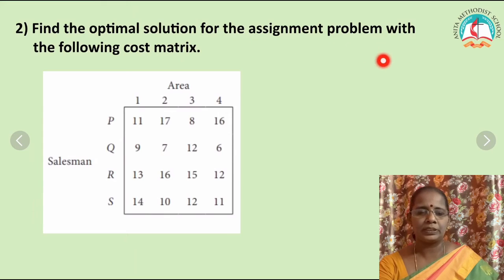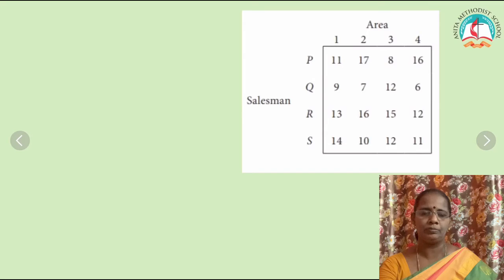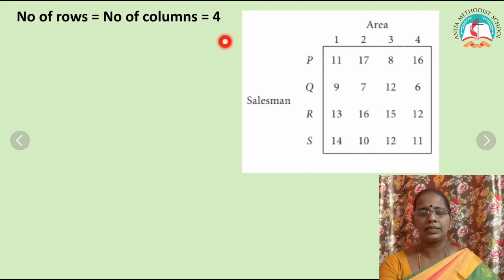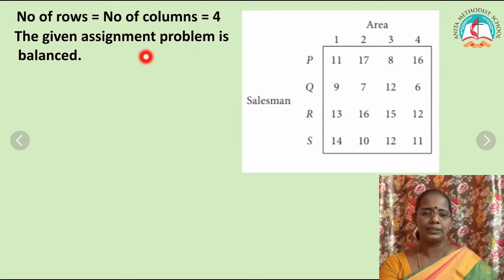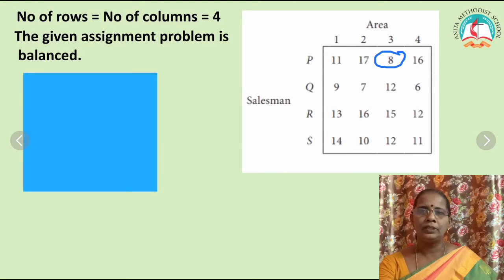Now the next question asks you to find the optimal solution for the assignment problem. This is the question, and here there are 4 rows and 4 columns. Therefore it is a balanced assignment problem. Find the row minimum, 8. Now subtract: 11 minus 8 is 3, 17 minus 8 is 9, 8 minus 8 is 0, 16 minus 8 is 8.